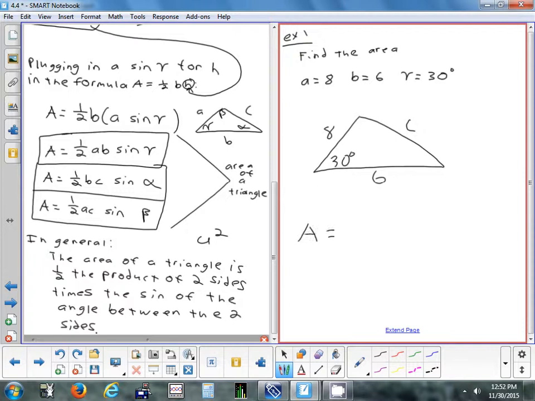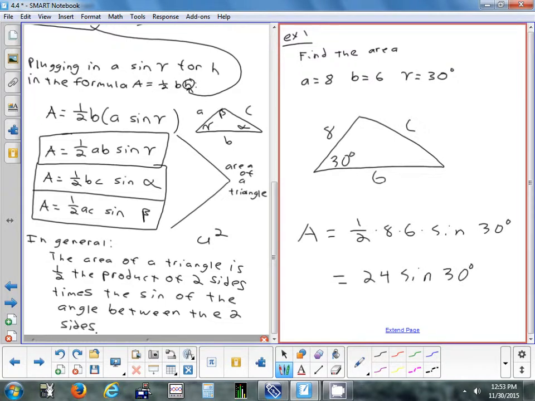All right, so anybody think they can set up my formula here? You don't have to do it out, but just tell me, what do I multiply together to get the area? Eddie? It should be 1/2 times 8 times 6 times sine 30 degrees. Yep, 1/2 the product of two sides times the sine of the angle between them. Perfect. Now we'll just multiply straight across. Chelsea, what's half of 8? And then 4 times 6? 24. Good.